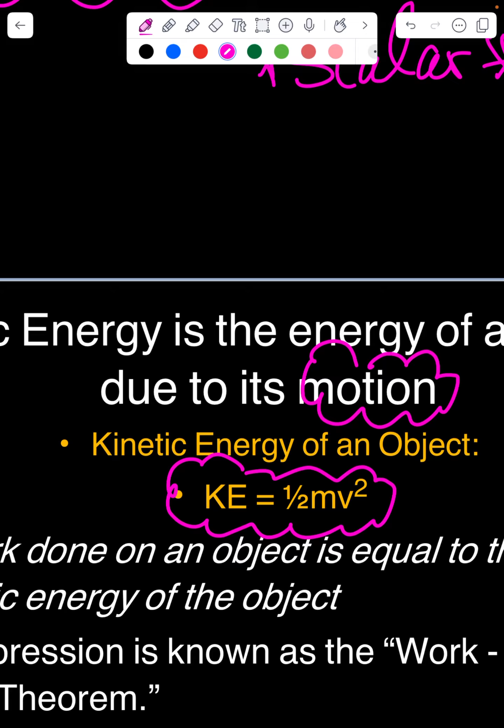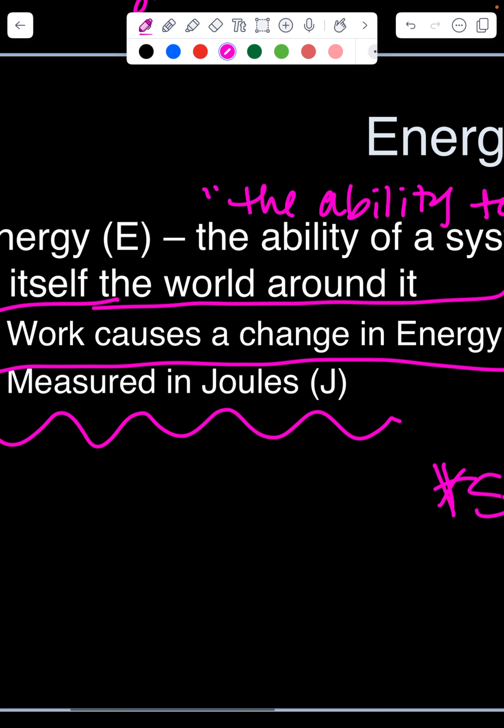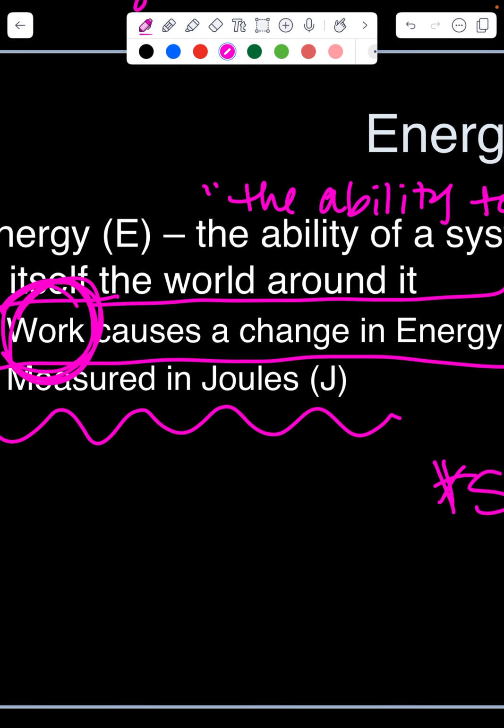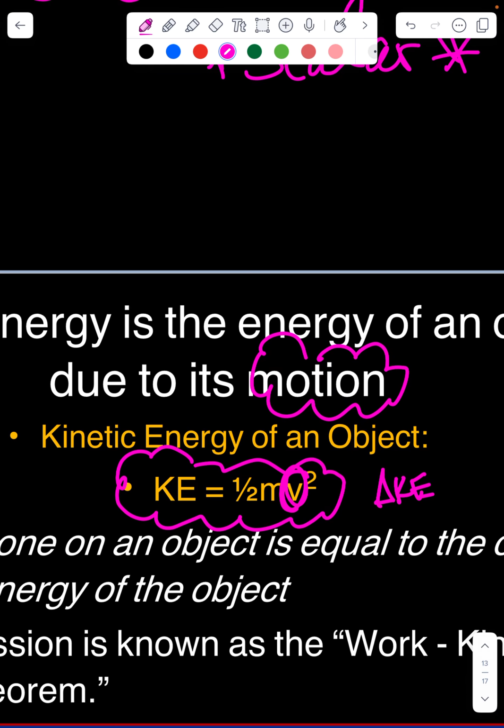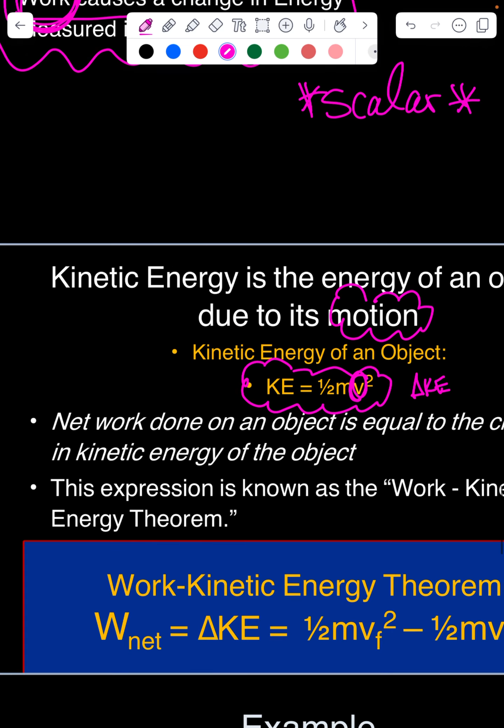Now, if an object, say a car, changes its velocity, meaning it's speeding up or slowing down, we know that because it's changing that velocity, it has a change in kinetic energy. Well, what did we say causes changes in energy? Up here, work. So work causes a change in any kind of energy. If I have a change in velocity, which means I have a change in kinetic energy, I know that has been caused by work.